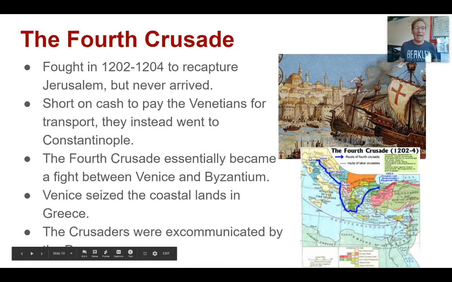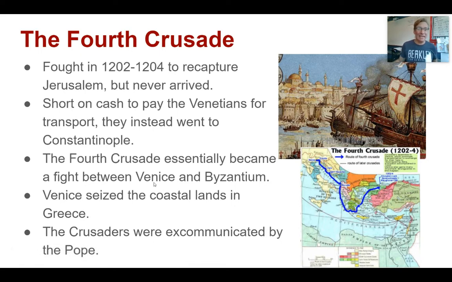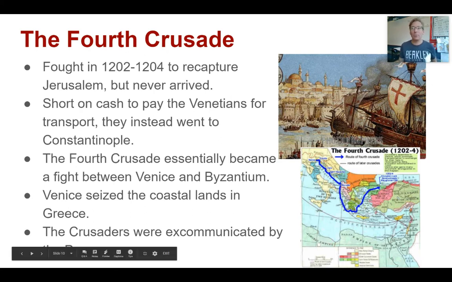And the Fourth Crusade then becomes this war between the Venetians, who have now co-opted the Crusaders, and the Byzantine Empire and the city of Constantinople. And Venice and the Crusaders, with Constantinople not expecting this attack, are able to attack and capture it. Venice is able to seize coastal lands in Greece and becomes a part of Venetian control. And the Crusaders wind up in charge of Constantinople.